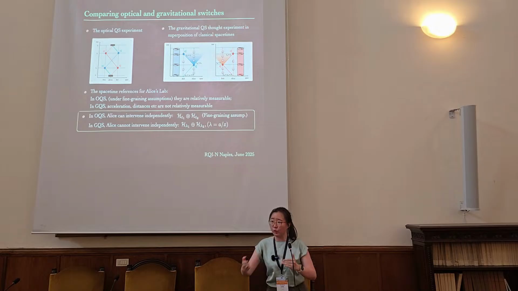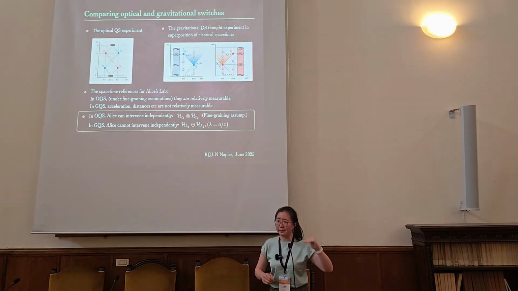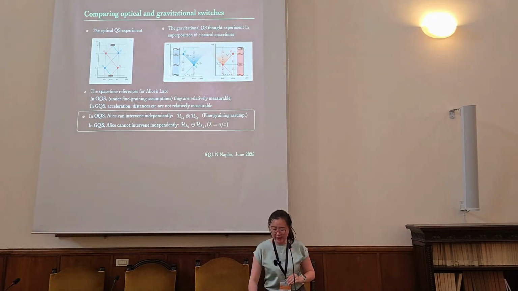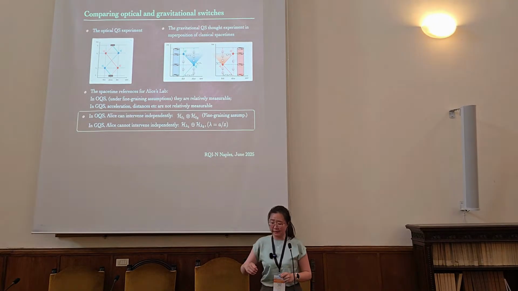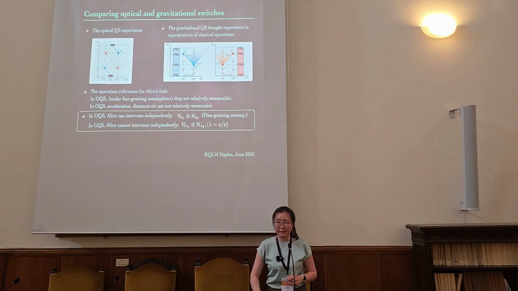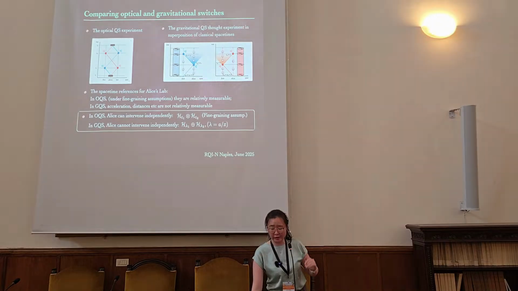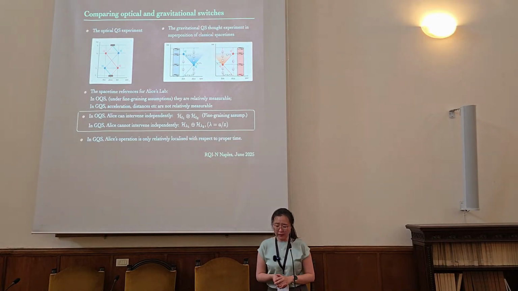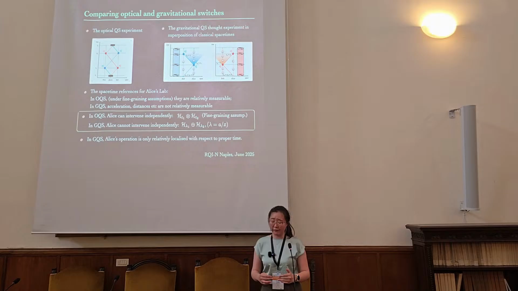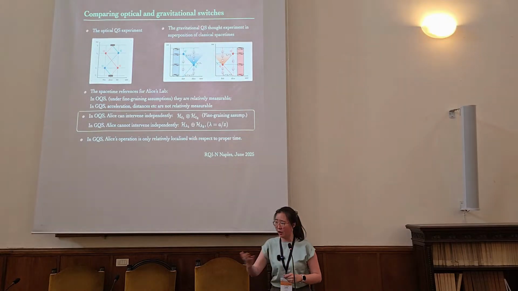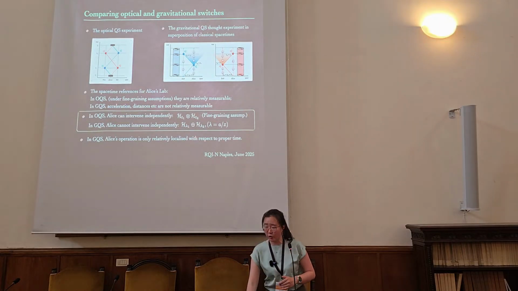And if we consider including the vacuum, then the Hilbert space structure there is a tensor product. However, for the gravitational switch, Alice cannot independently intervene based on the space-time physical reference. The Hilbert space structure is a direct sum. And furthermore, in the gravitational quantum switch, Alice's operation is only relatively localized based on the lab's proper time, which is already in the original protocol.